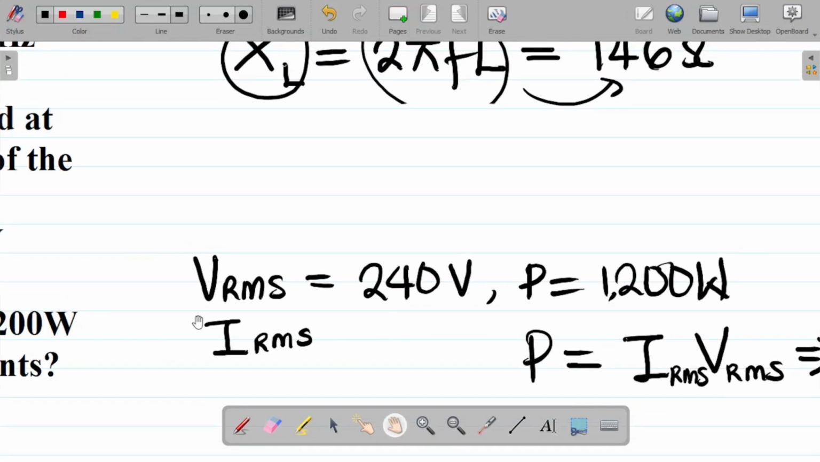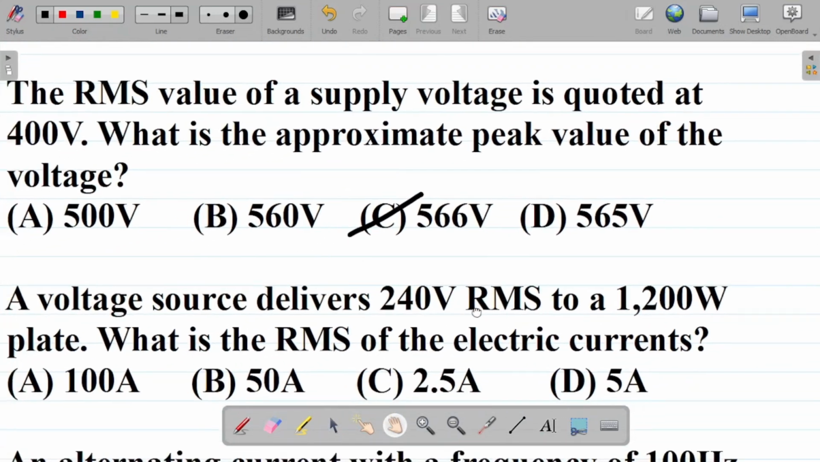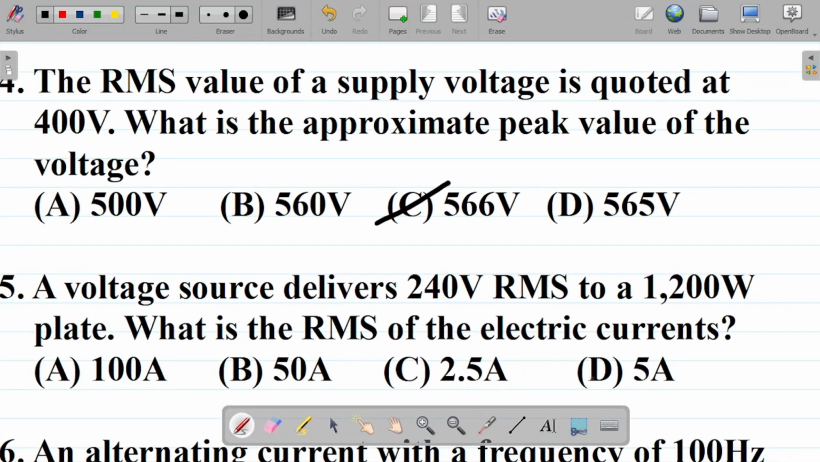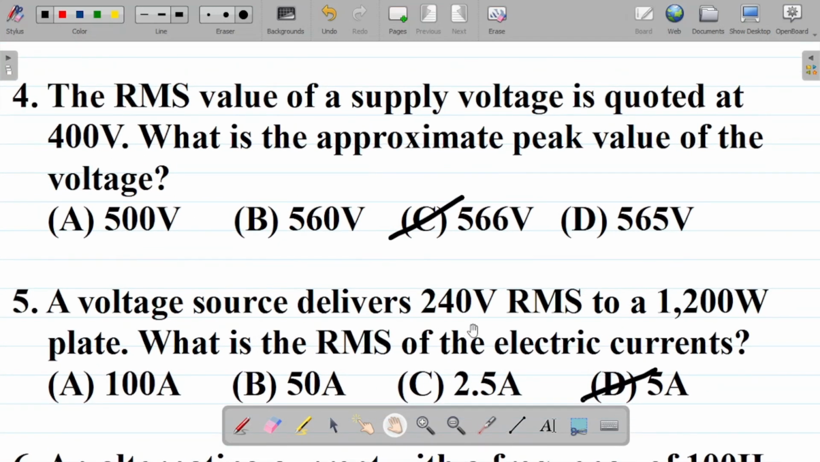I will check which option has 5 amperes. You can see that that's option D, 5 amperes. So the answer here is option D, 5 amperes. All right, so this is as much as we can take for part 1. We'll continue with this in part 2.